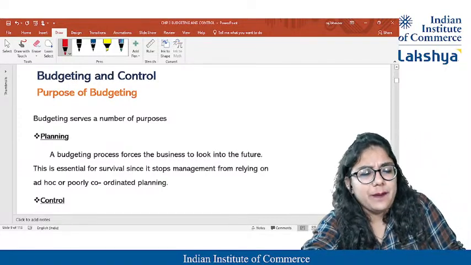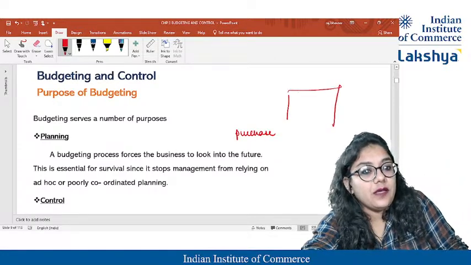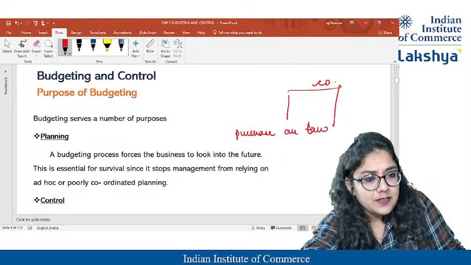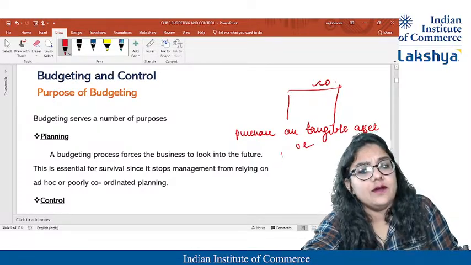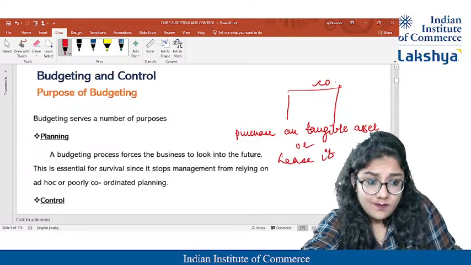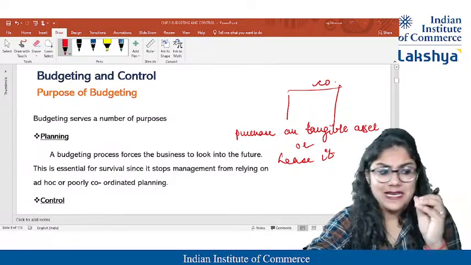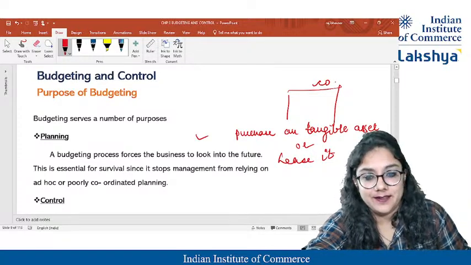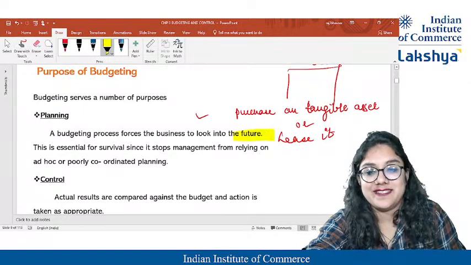For example, I'm making a plan. Should I purchase an asset? It's my company. Should I purchase a tangible asset and block a lot of funds there, or should we lease it? These are the plans, these are my budgets. My budget is very less, so I may not purchase it. It helps in planning what I need to do in the future, to look into the future aspects.